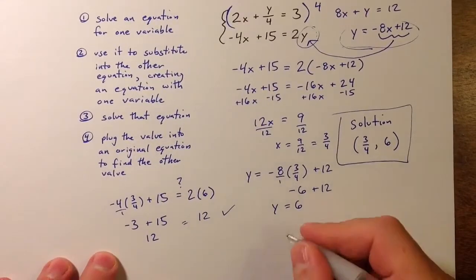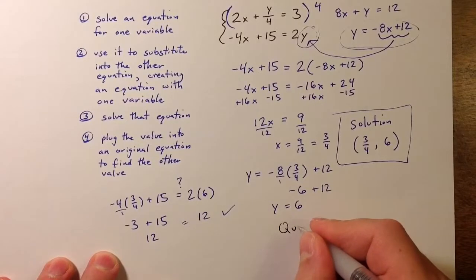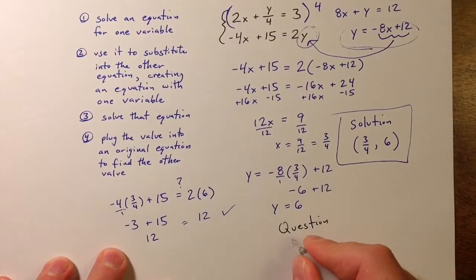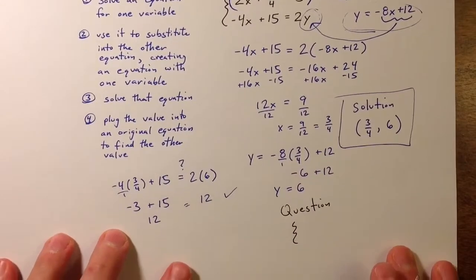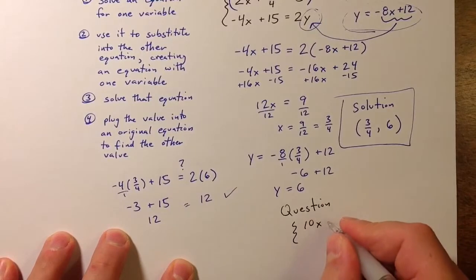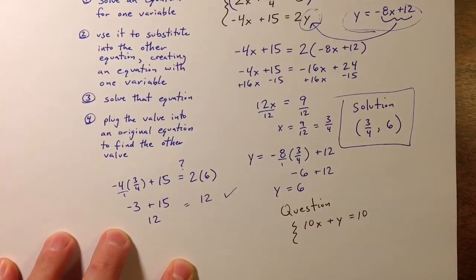I encourage you to take a few minutes and think about the substitution method and how it could be used for the following question. Try to solve the system of linear equations using the substitution method when you have 10x plus y equals 10, and 4x minus 2y equals -8.